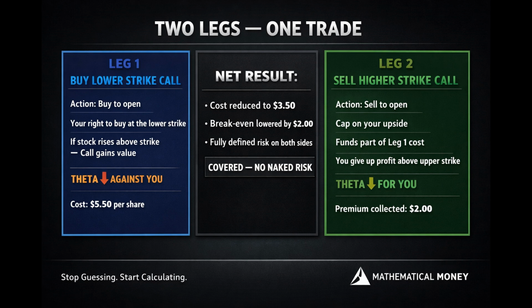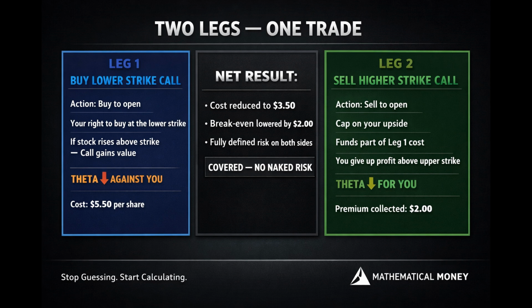Leg 2, sell the higher strike call. This is your cap and your cost reduction. You collect premium, which directly offsets the cost of leg 1. You give up any profit above the higher strike, but you also lower your break-even and reduce your maximum risk. The sold call's Theta works in your favor. It decays towards 0, and you keep the premium.